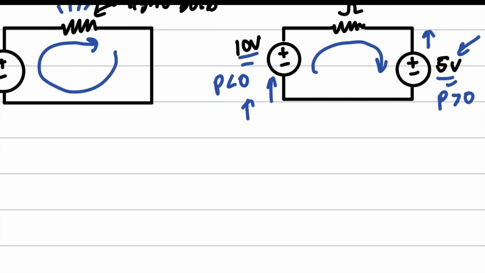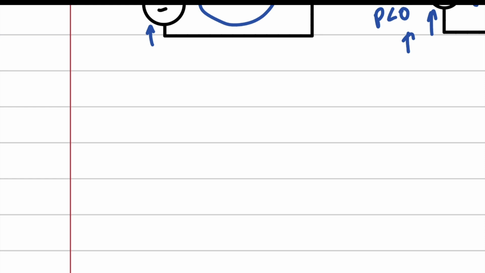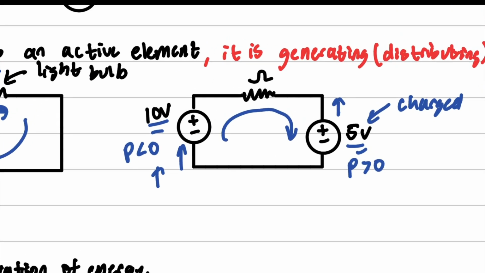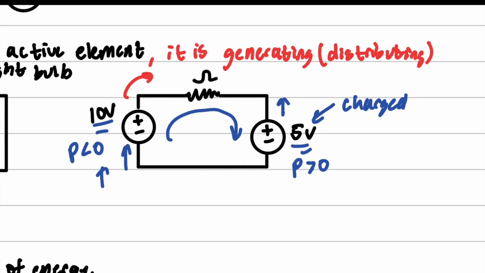And finally, we know that P can be negative or positive, right? So the total sum of all the P's must equal 0. This is conservation of energy, right? The amount of power generated must equal the amount of power absorbed or lost, or else you're creating energy, which is illegal.